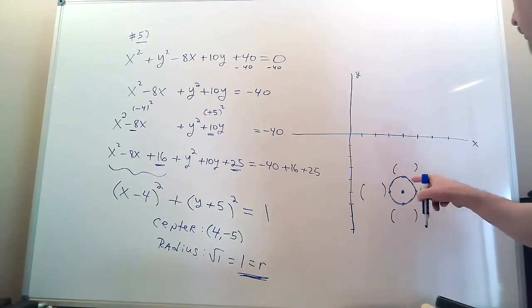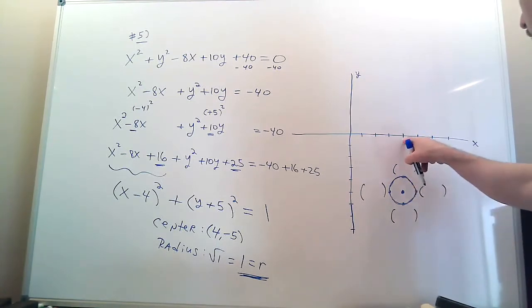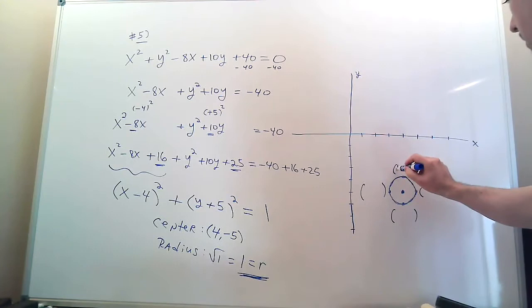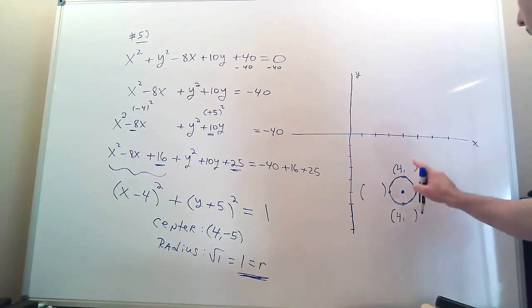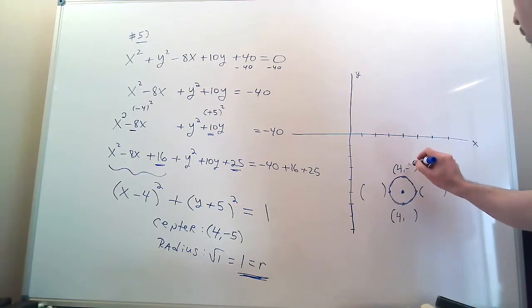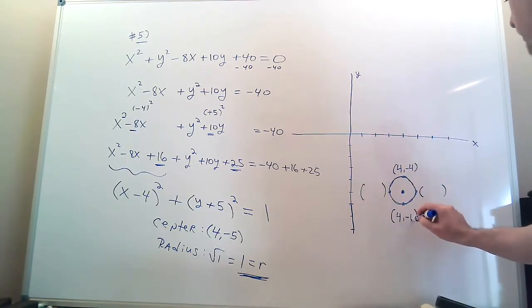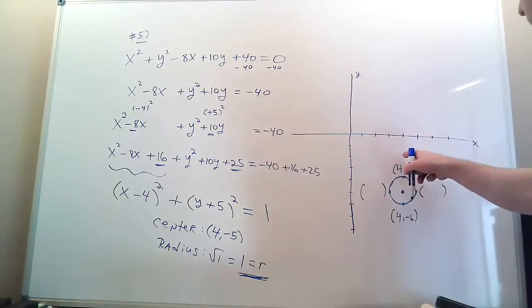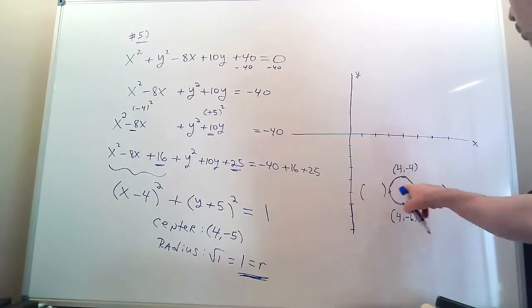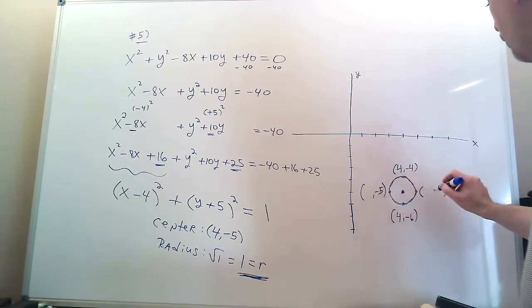So remember, the center was (4, -5). And I went up and then I went down. So I stayed at 4. Right? And then I went up 1, which would be -4. And then I went down 1, which would be -6. Now, going left and right, this is when the x changes. The y value doesn't change here, right? Because you're going left and right. So the y value stays at -5.